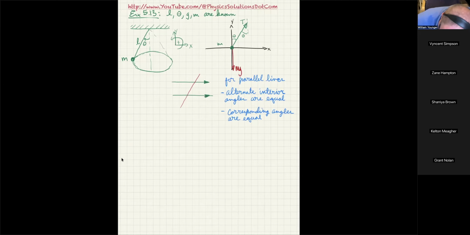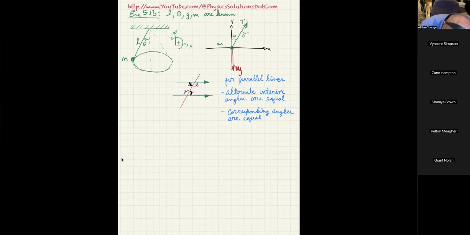So alternate interior angles, for instance, would be this angle and this angle because they're both interior, but they're on alternate sides of the transverse line. So these two are equal, and we can indicate they're equal by putting a single slash mark. It turns out that these two are also equal to each other because they're also alternate interior angles, on the alternate sides of the transverse and interior.